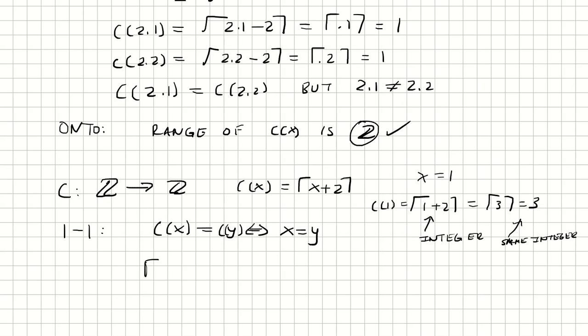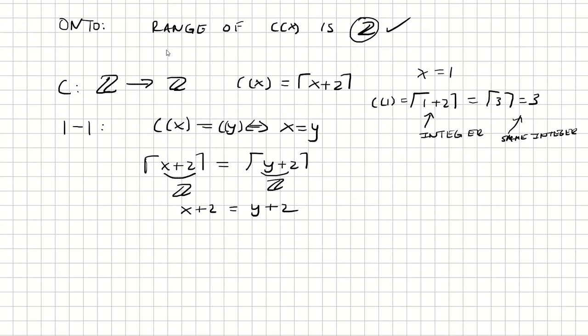So if I find c of x, that's just the ceiling of x plus 2. If that's equal to the ceiling of y plus 2, both of these guys are integers. So the ceiling of those are just what's inside the ceiling. So we say x plus 2 is equal to y plus 2, which means x has to equal y. And so this is 1 to 1.